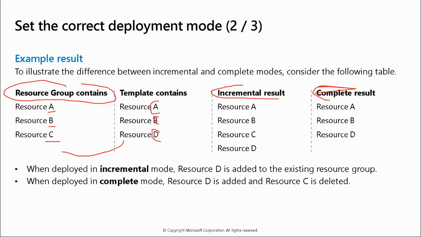It will be created. But resource C, that already is located in the resource group, and is not indicated in the template, if you use incremental, nothing will happen. You will keep resource C. But if you do not specify it, it will be removed. C, removed. Okay, can you see it?